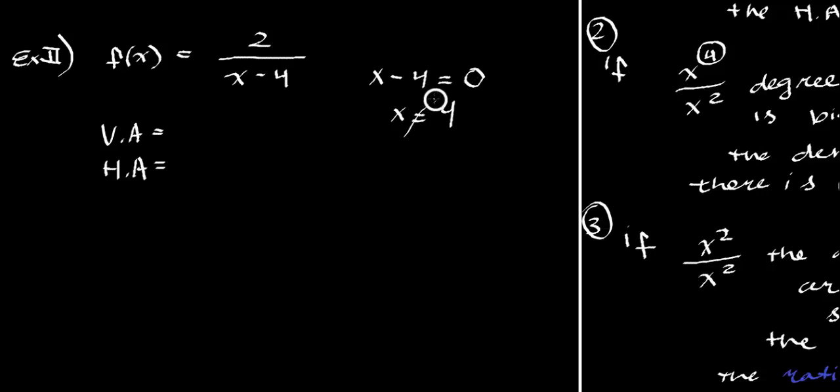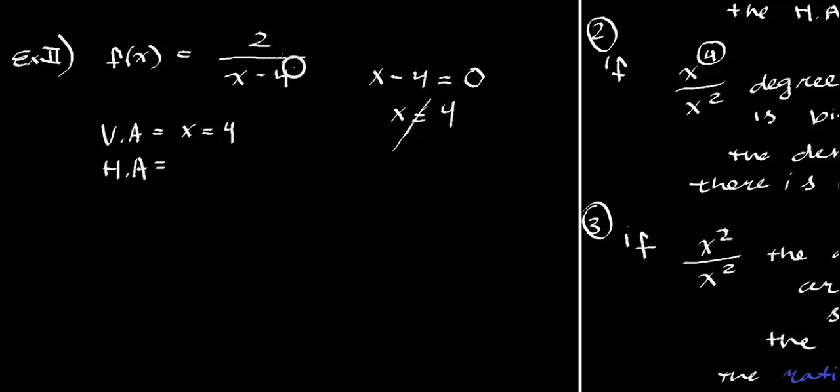And if you put this line, this means that x cannot be 4. And it really makes sense, because if you plug in a 4 in here, 4 minus 4 is 0. Well, we cannot have a 0 in the denominator. So our vertical asymptote is x equals 4, which makes the denominator 0.